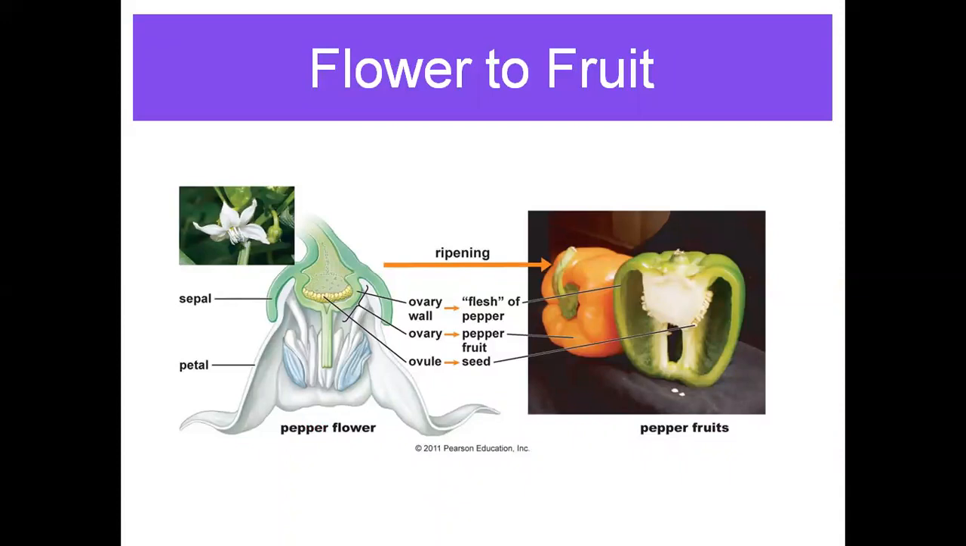Now, flower to fruit. You can see here how it's developing. This is the flower, right? Sepal, petal. You can see here this is the ovary wall. The ovary wall develops into the flesh of the fruit. So you can see this is the flesh of the fruit, right? And this is the ovary. The ovary develops into the fruit, and the ovule develops into the seed, you can see it here. Is it clear?